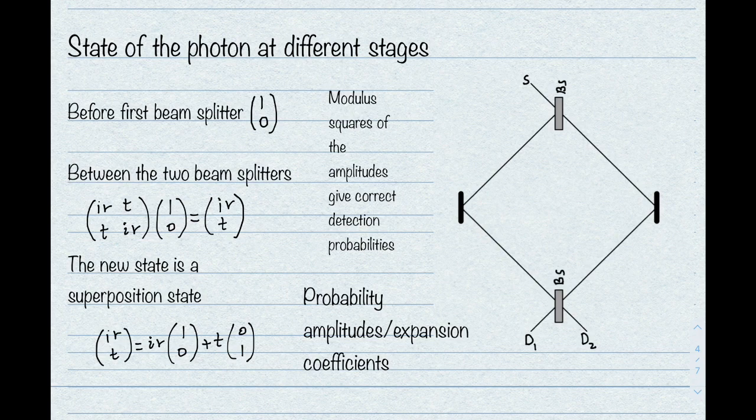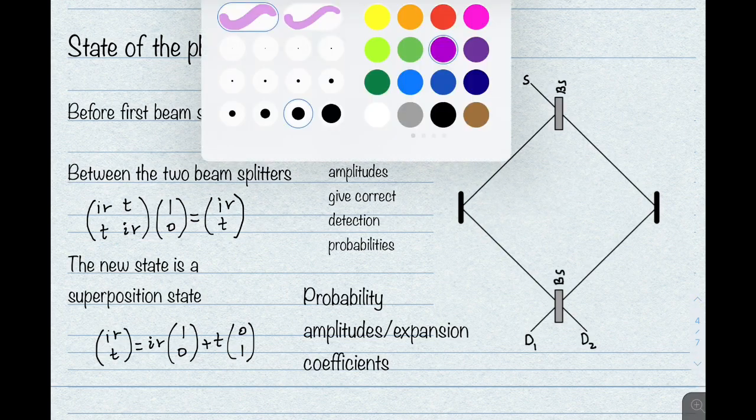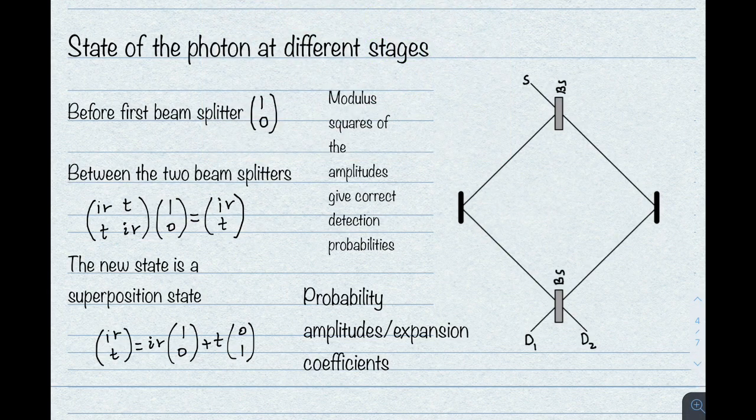Now we will see how the vectors and operators account for correct detection probabilities. Here is the time evolution of the photon. Immediately after being emitted from the source and before the first beam splitter, the state is still the column vector (1, 0), telling us that the photon is on the left side of the first beam splitter. At the first beam splitter, the following action takes place.